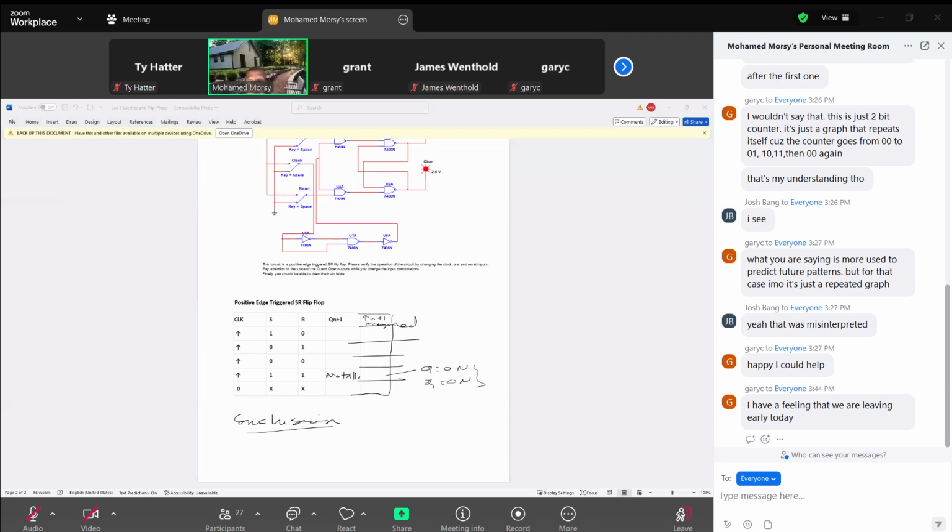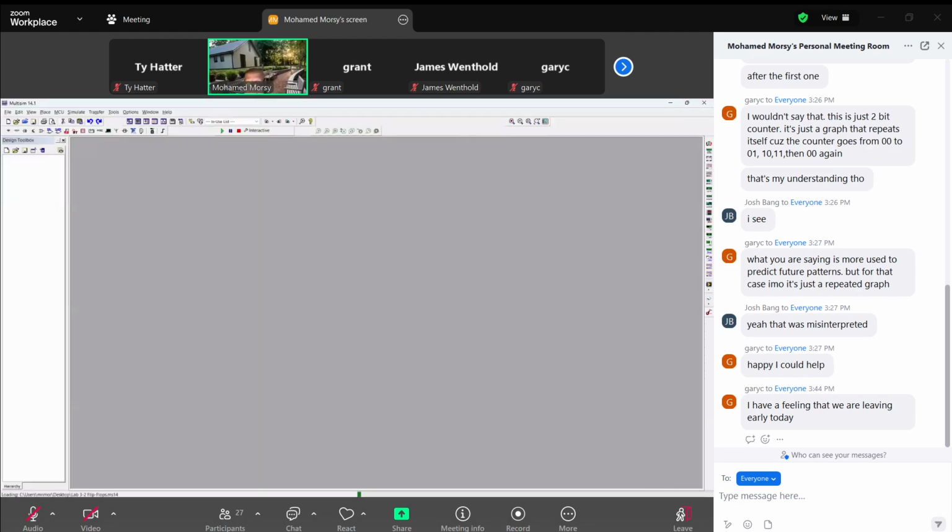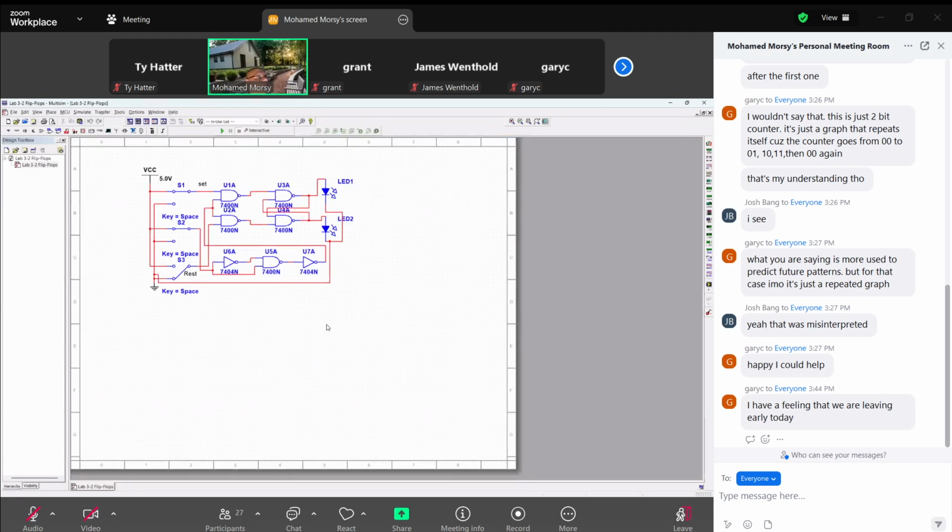For the simulation of the flip-flop, just 1 second. So this is the SR flip-flop. We use the LEDs here. And for the LED, you need to connect the other terminal of the LED to the ground. But we don't need this for the probe.